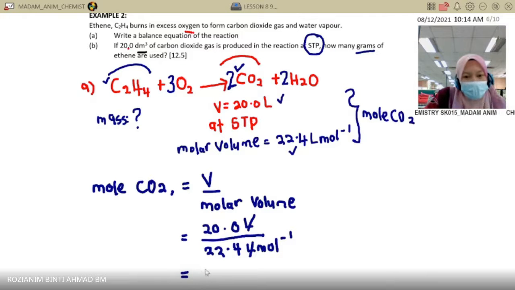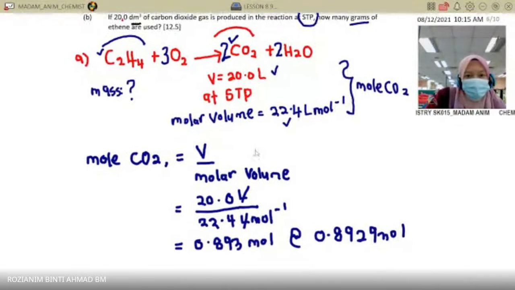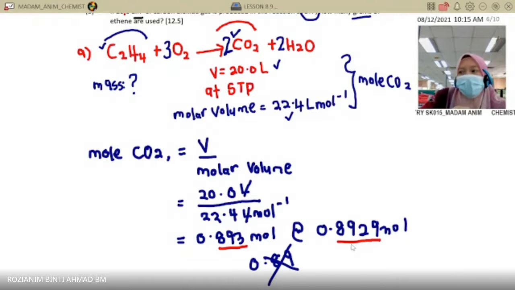Okey, betul. 0.893 mol. Or you can write also 0.8929. Dua-dua saya terima. Kenapa? Saya tak nak inside your calculation, you biarkan jawapan kamu 0.89. Yang ni saya tak nak. Kenapa? Sebab nanti final answer you akan round off lagi. So dia akan penalty di situ. It's better you give the answer at least 3 significant figure or 4 significant figure. Either 2 answer only I should be accepted.